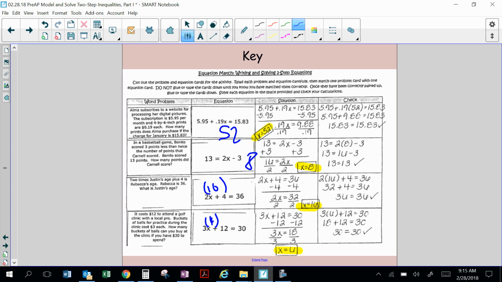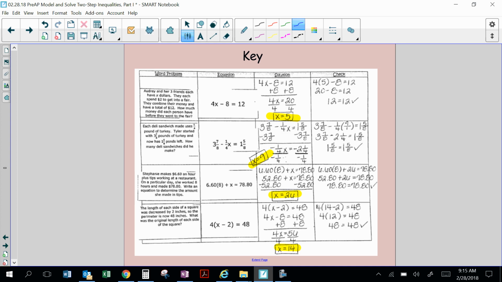Turn it over to the back of it. The first one, x is equal to 5. Second one, x is equal to 9. The third one, x is 26. And the last one, this x needs to be a 14 for it to equal 48. You probably are having questions. It's like, I don't get the one about the deli sandwich.